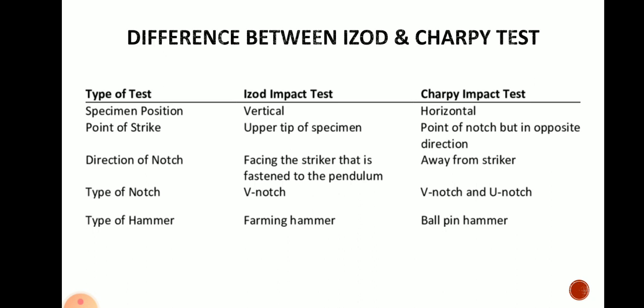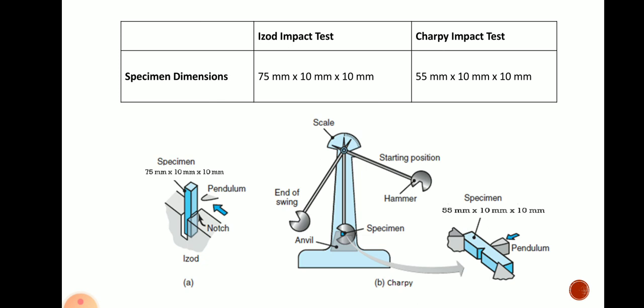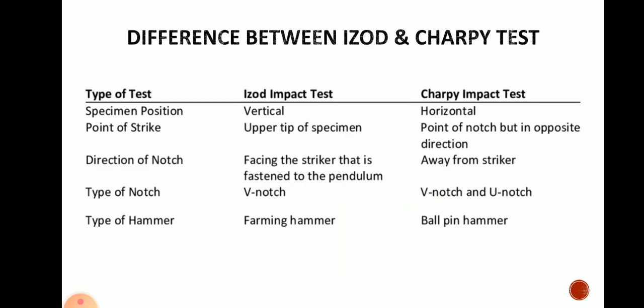So first difference is specimen position. In Izod impact test we are placing the specimen vertically, whereas in Charpy impact test you have seen a specimen is placed horizontally. So in this diagram, in diagram A we have represented the specimen 75 mm by 10 mm by 10 mm. It is placed exactly vertically in the jaws, and in figure B you can see for the Charpy test that specimen is placed exactly horizontally like a simply supported beam.